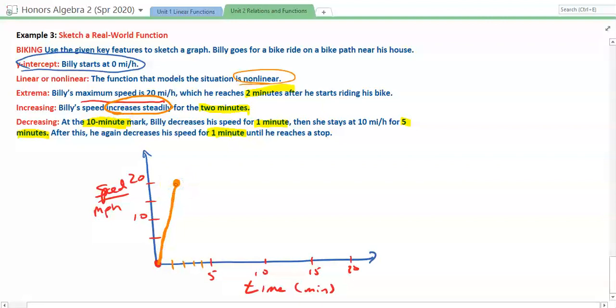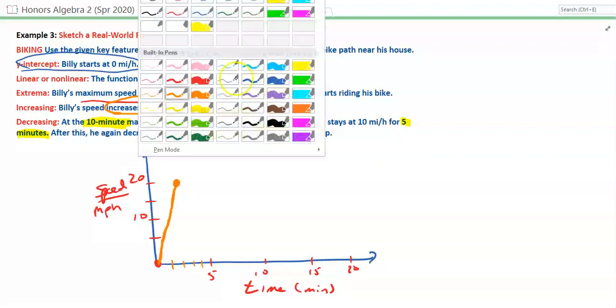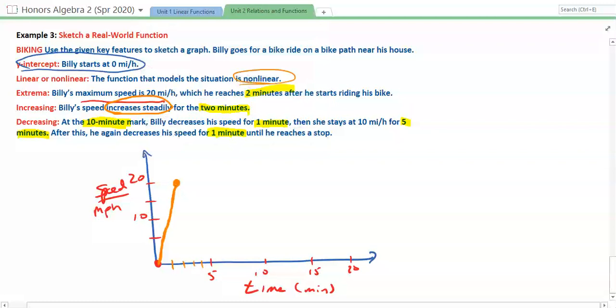We're then told at the 10-minute mark, he decreases his speed. So we're going to assume here, because we have no other information to prove otherwise, that his speed did not change until the 10-minute mark. So at the 10-minute mark, he goes straight out because the speed didn't change. Now, that doesn't mean he's not moving because he's going at 20 miles an hour, so he's going somewhere on this bike path.